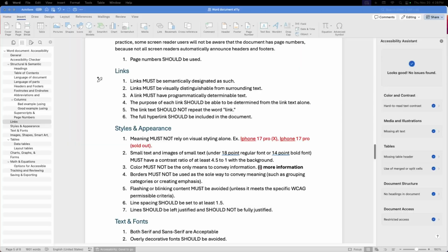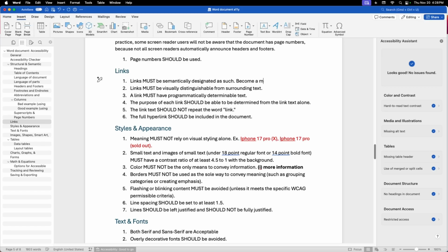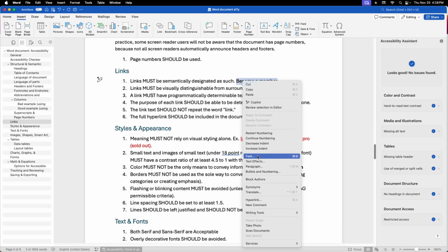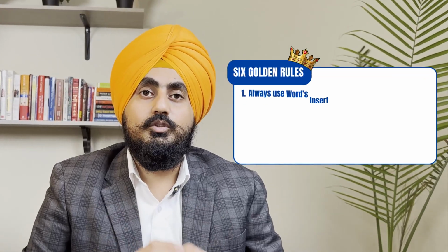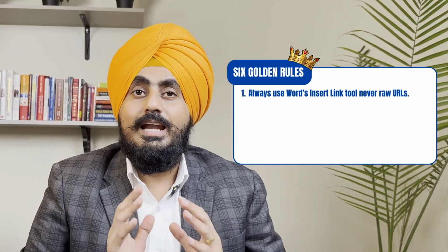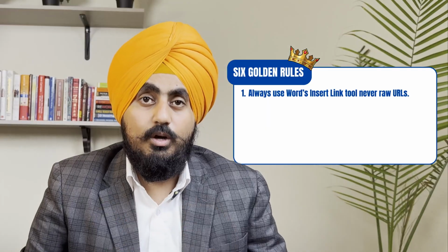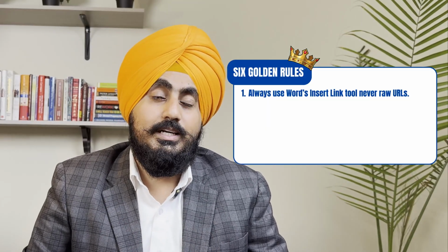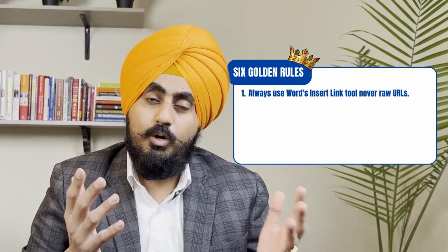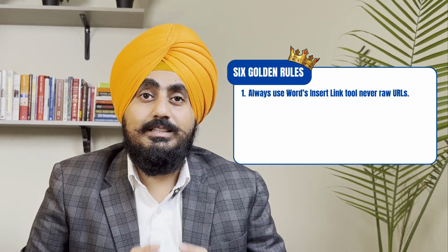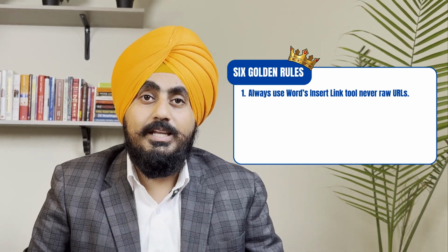Next, we have links. And links are not just links. They are navigation, trust, and clarity for people using screen readers. Bad links confuse users, trap them, or make the entire document feel unusable. So follow these 6 golden rules. Number 1, always use Word's insert link tool and never depend on raw URLs. Raw URLs sound like this to a screen reader: https:// ... /1932. You got the point. That's total torture. The link tool gives you clean, meaningful text.